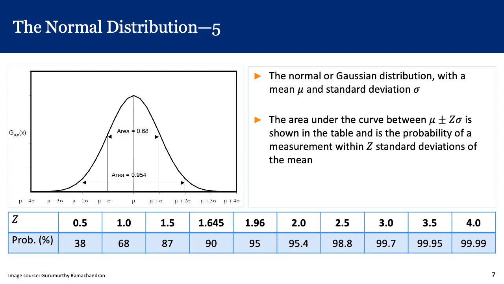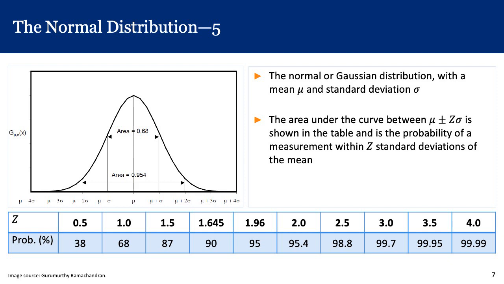Similarly, if we go to z equal to 2, in other words, what is the area under the curve between mu minus 2 sigma to mu plus 2 sigma? That corresponds to 95.4% of the entire area under the curve.